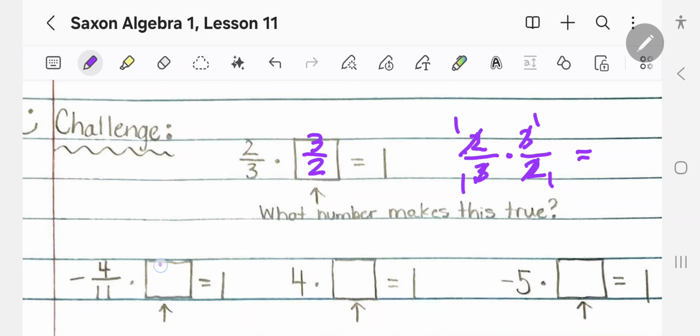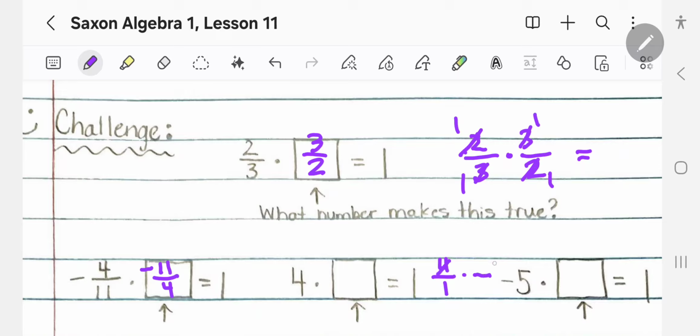Well, we figured out you just put the 11/4, but you have to think about the sign. A negative times a positive would give me a -1, and that's not what I want. So this would have to be negative. What about this one? 4 times something is 1. Let's think about it like 4/1. What would we have to multiply that by?